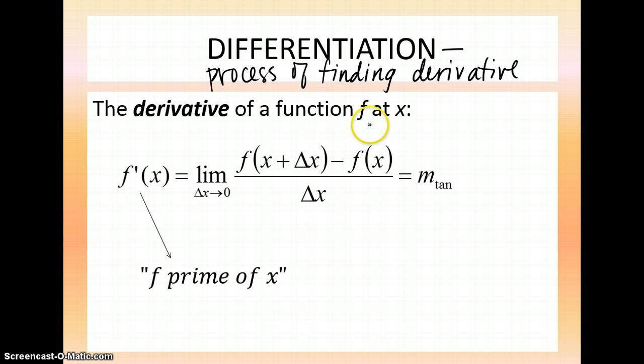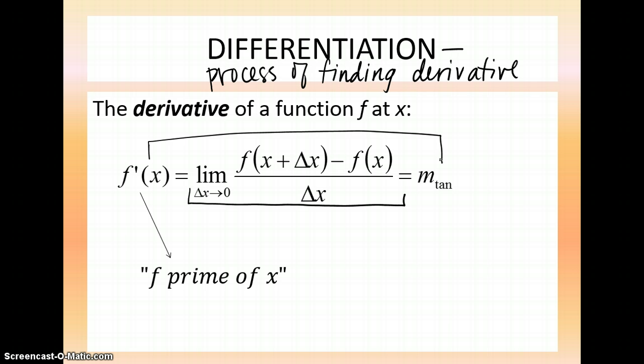What is the derivative of a function at x? This is the notation for it. f prime of x, that's how it's read. And what's the derivative? It is this limit, this entire limit put together. So the limit as delta x approaches 0, f of x plus delta x minus the original function divided by delta x. And look at what it is. What's the derivative equal to? The slope of the tangent line. And we will continue to go over that and over that again.